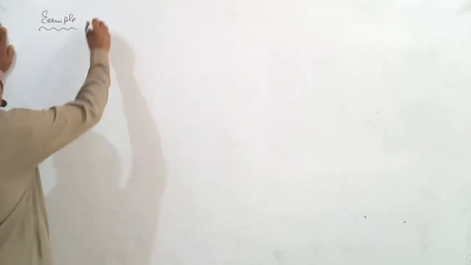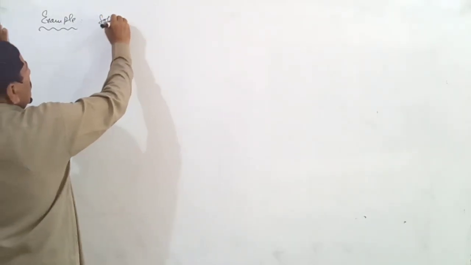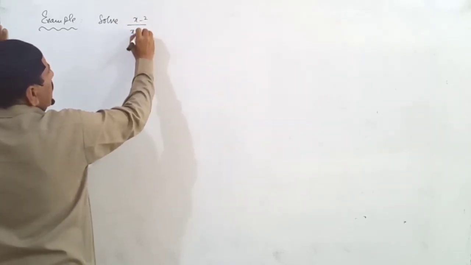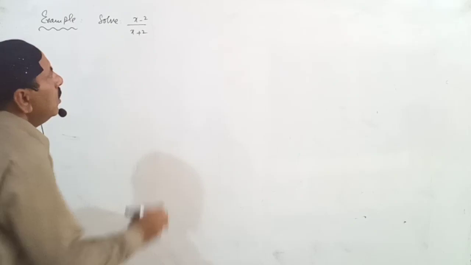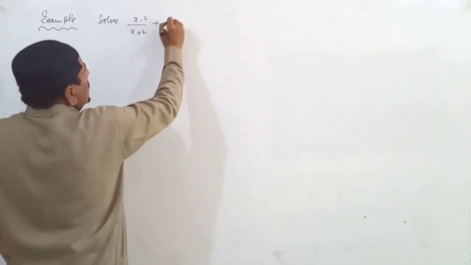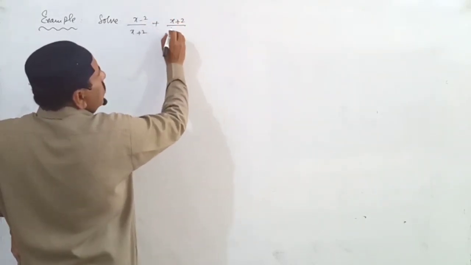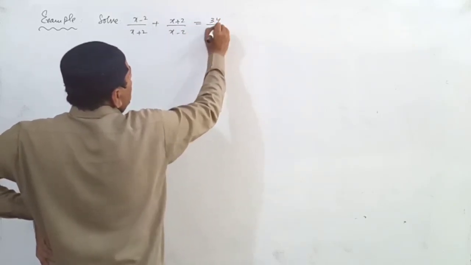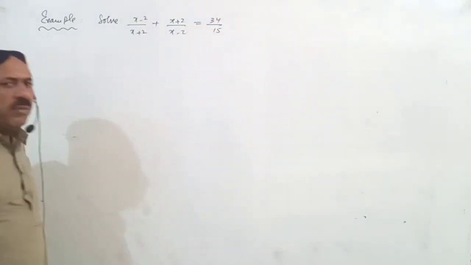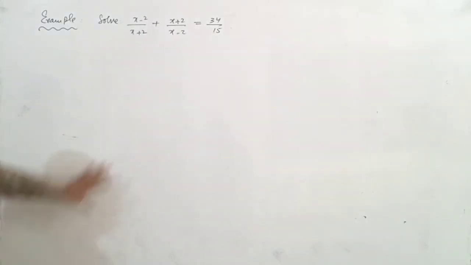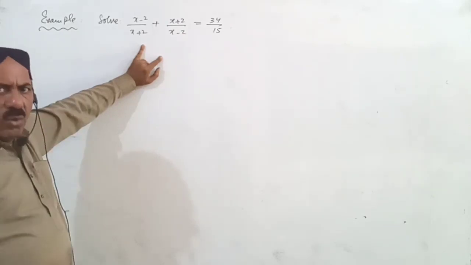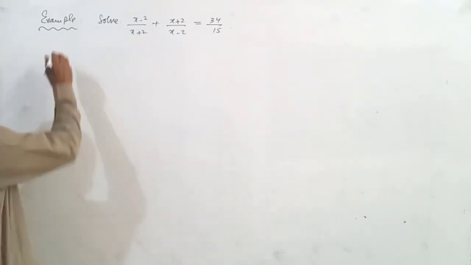Example, we have to solve (x minus 2) upon (x plus 2) plus (x plus 2) upon (x minus 2) is equal to 34 upon 15. So these both terms are multiplicative reciprocals of each other. Solution.